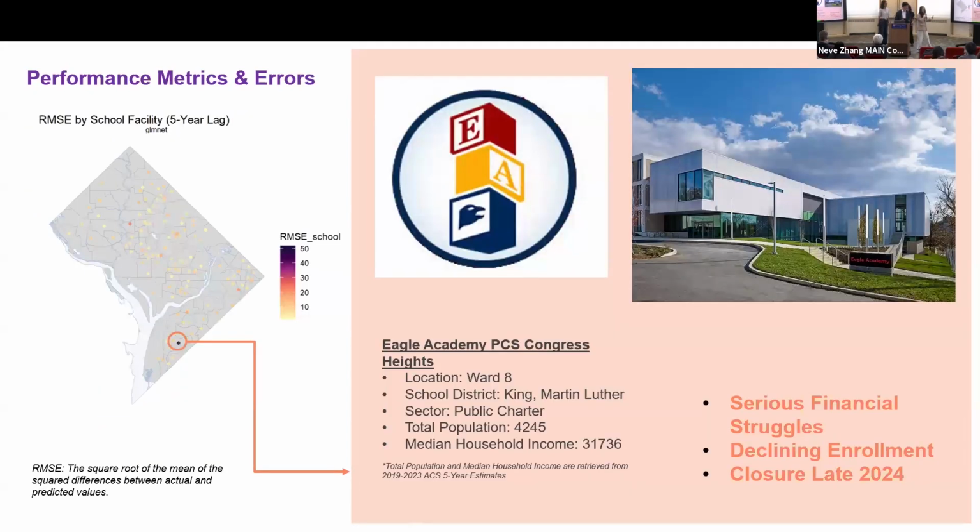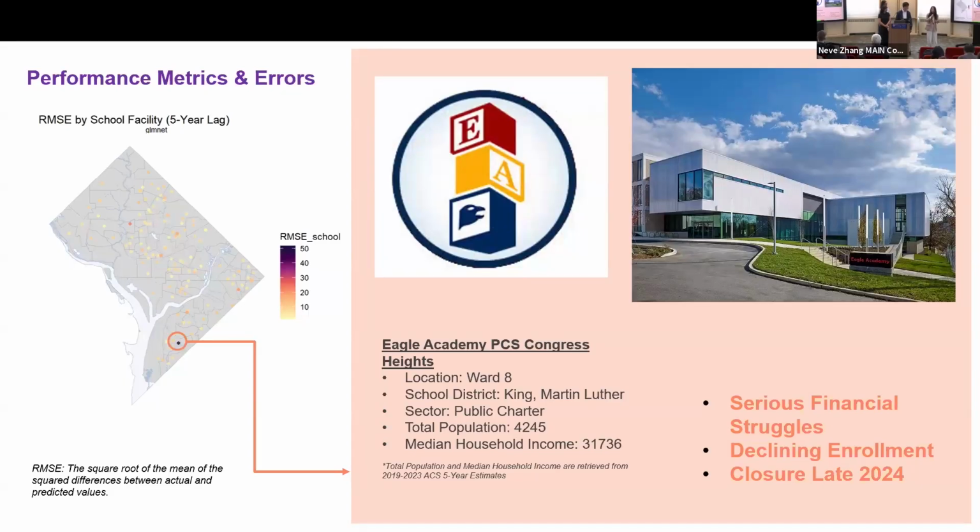Thank you, Amy. And now, if we want to do a deeper dive into the RMSE by school facilities for the 2 years tested, we actually found that most RMSEs are pretty low throughout the landscape, but there's this one school that really emerged to us, which is the Eagle Academy Public Charter School. So this school's really high error rate can be attributed to its serious financial struggles, also declining enrollment across the recent years, as well as the school's sudden shutdown late 2024.